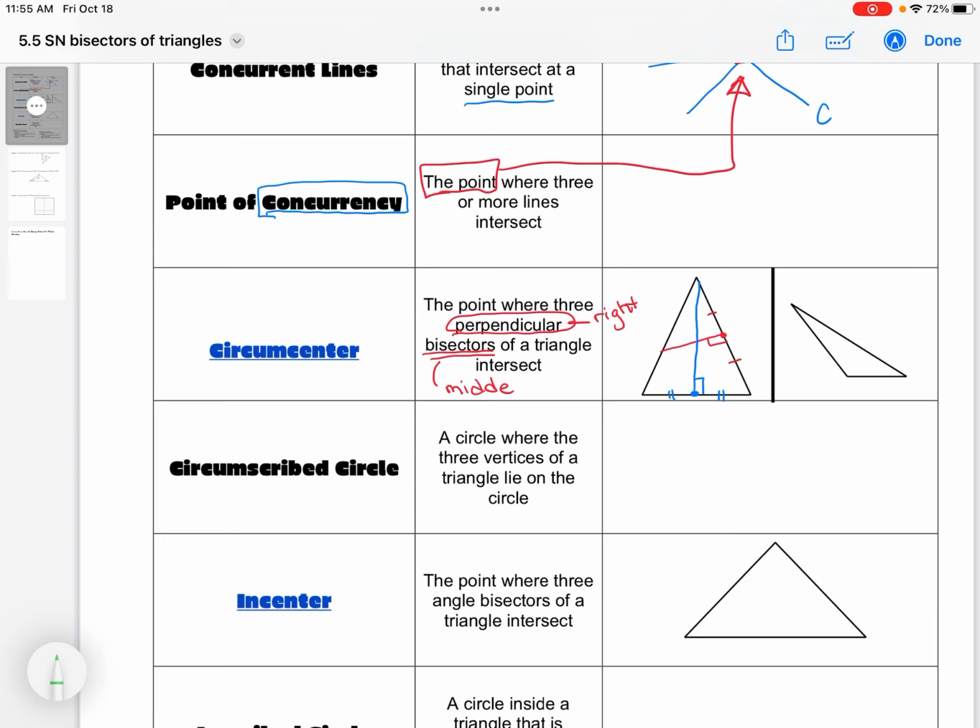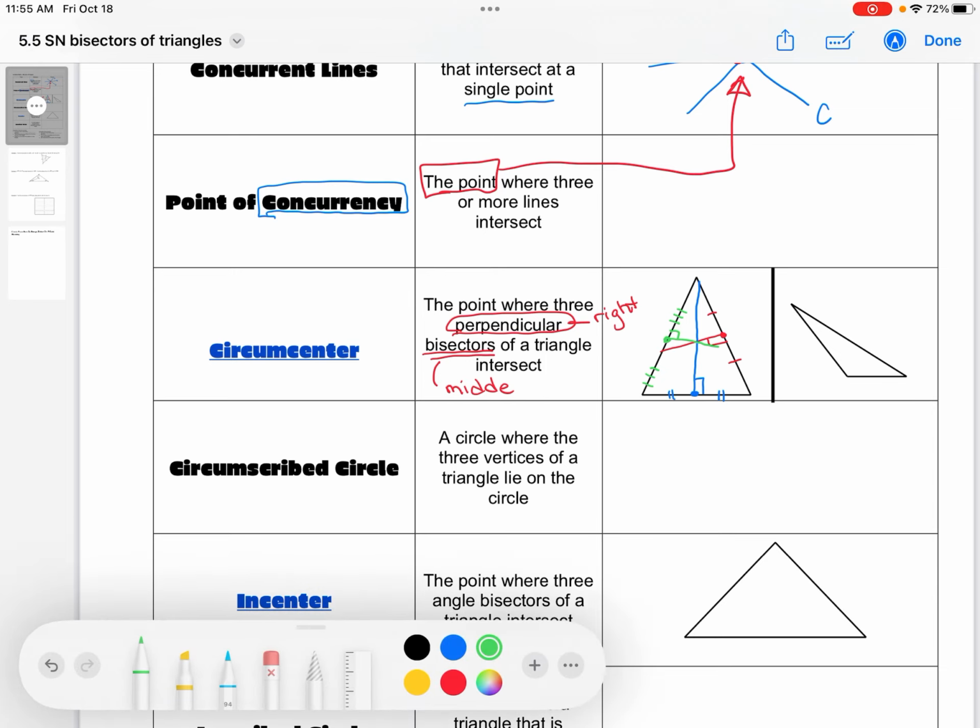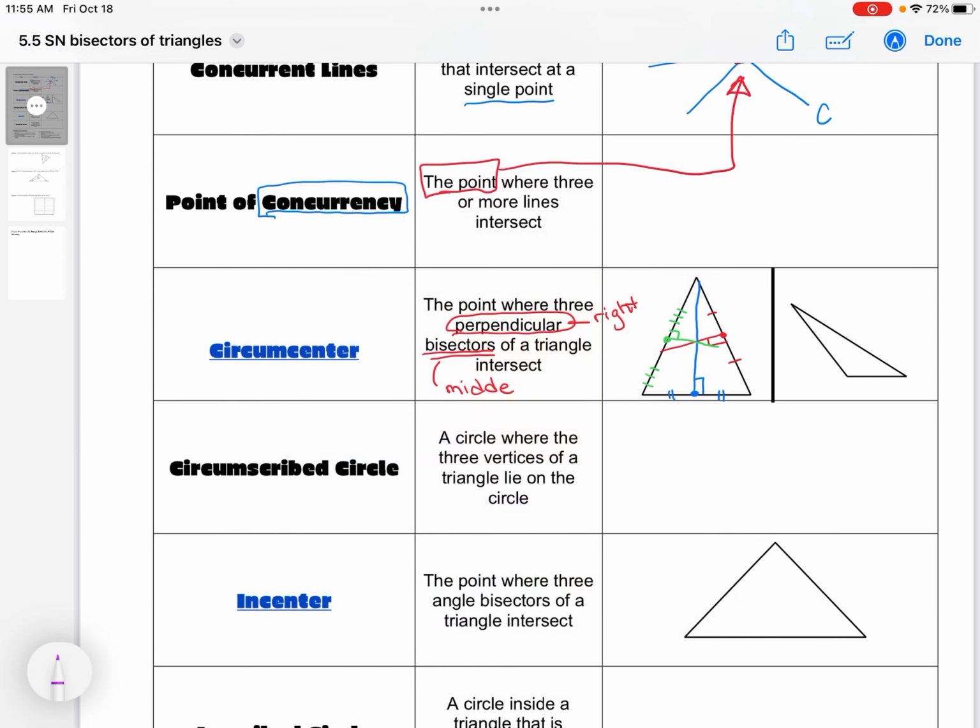It doesn't matter, because what I'm looking for is where the three lines meet. And then we're going to say that this is the middle. And if I draw a perpendicular line, I'm going to kind of estimate that the point of concurrency is going to be the place where they all meet. Right there. That is the circumcenter. So the circumcenter has perpendicular bisectors. Perpendicular bisectors are equal parts of a right angle.